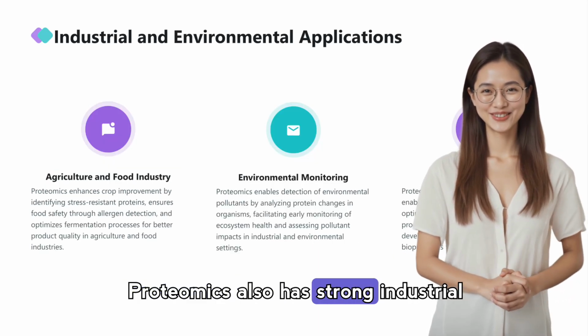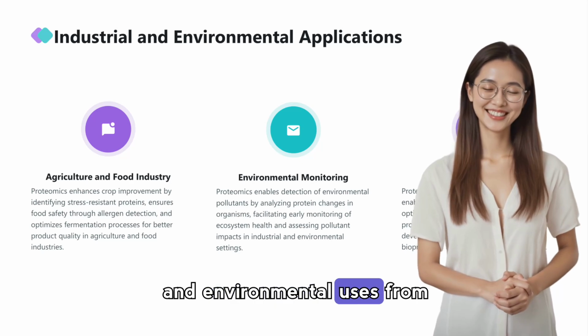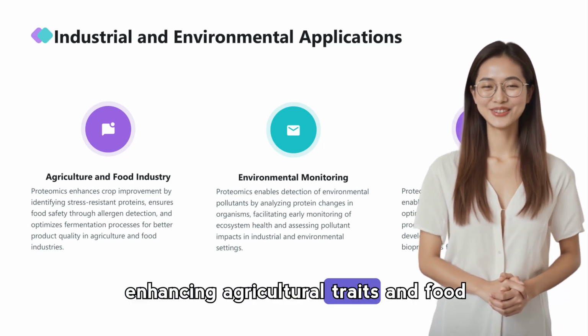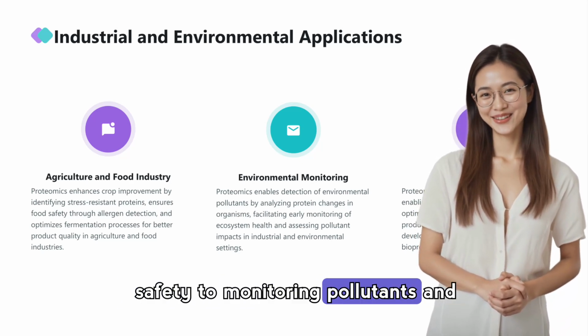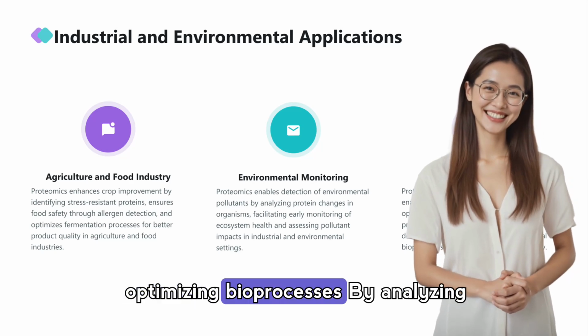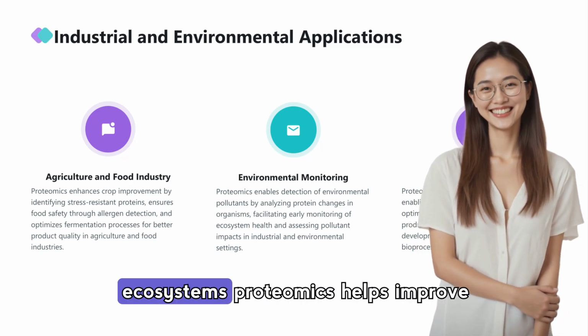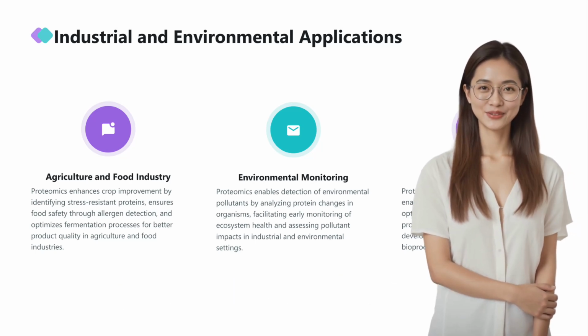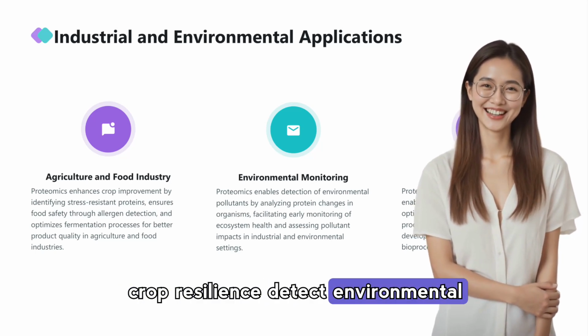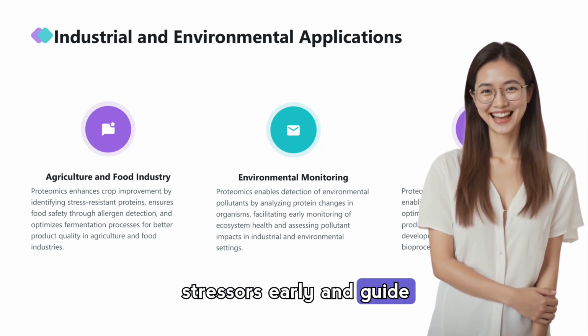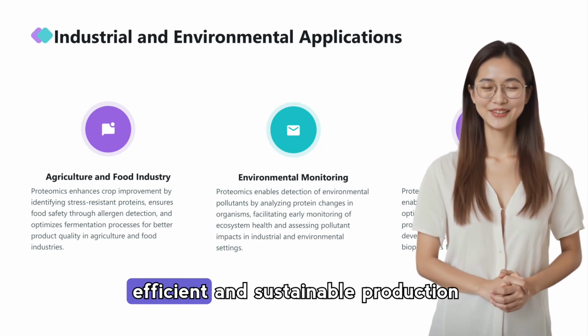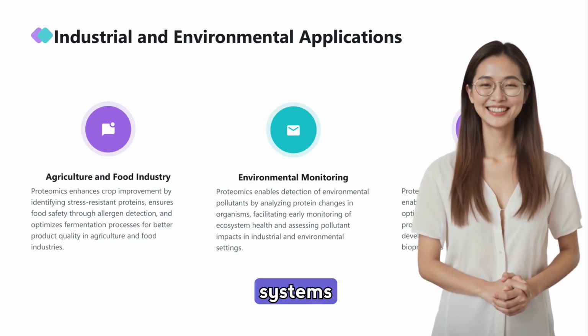Proteomics also has strong industrial and environmental uses, from enhancing agricultural traits and food safety to monitoring pollutants and optimizing bioprocesses. By analyzing protein changes in organisms and ecosystems, proteomics helps improve crop resilience, detect environmental stressors early, and guide biotechnology efforts to develop efficient and sustainable production systems.